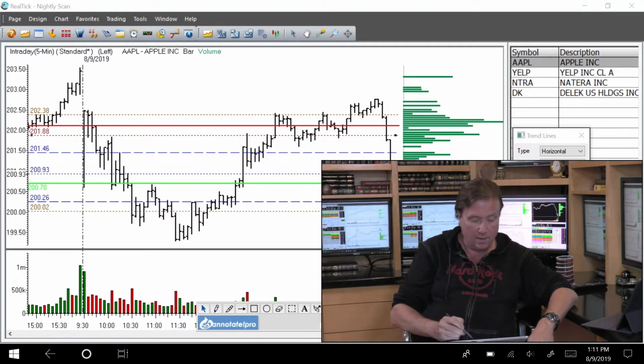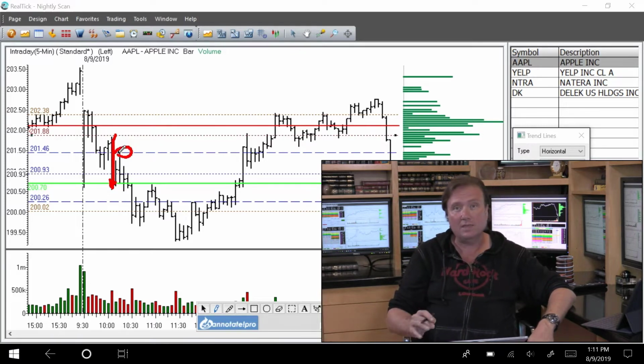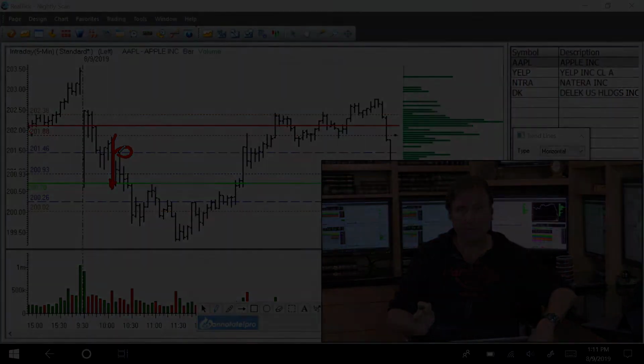And then it got down into this pivot, and the only other trade that I called was the bounce after this big bar down to the pivot. We got the inflection, got us from 200.70 up to 201.46 for a beautiful exit, and we were done with Apple for the day.